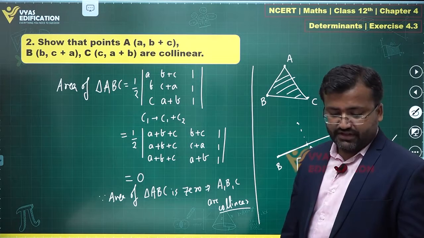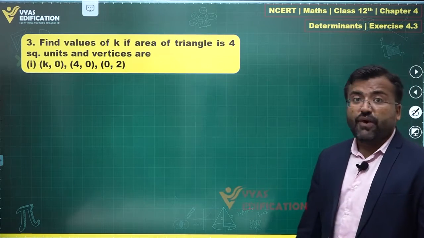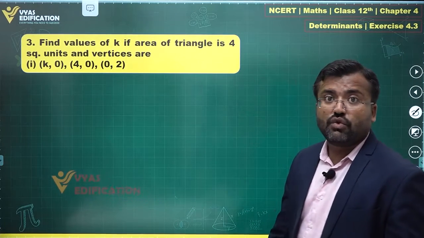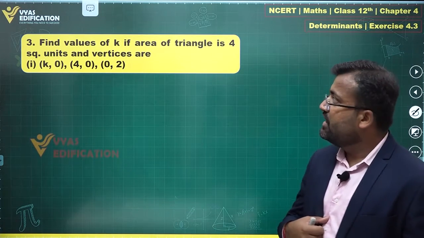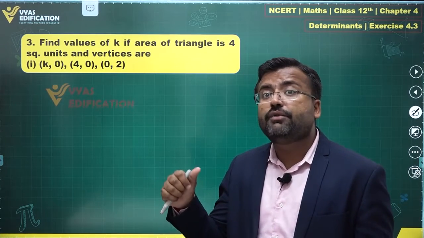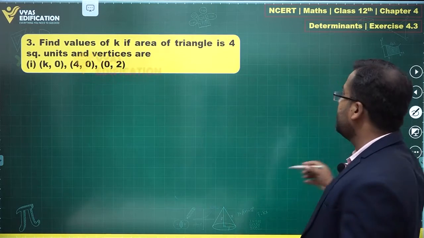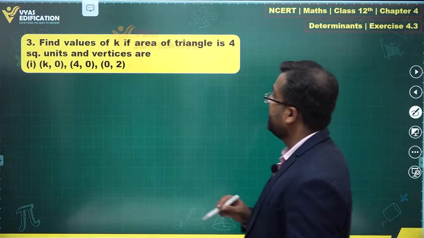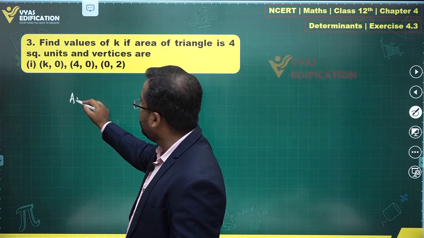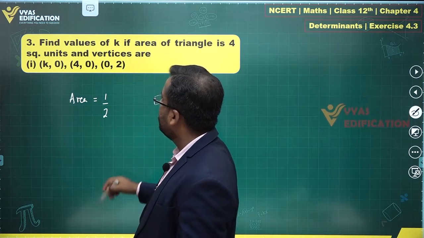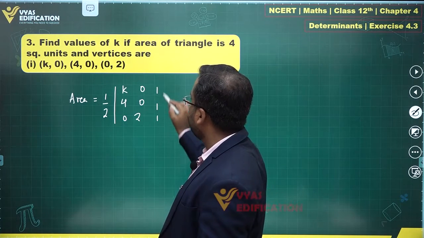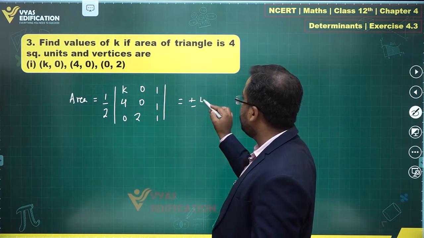Let's move on to the next question after this. Find the values of K if the area of the triangle is 4 square units and the vertices are these. Area is given, so half times the determinant will be equal to 4, or no, it will be plus minus 4. Yes, we'll have to consider both the values, the positive as well as the negative. So the area can be written as 1 by 2 times the determinant with rows K, 0; 4, 0; 0, 2 and the last column 1, 1, 1. This value can be plus or minus 4.